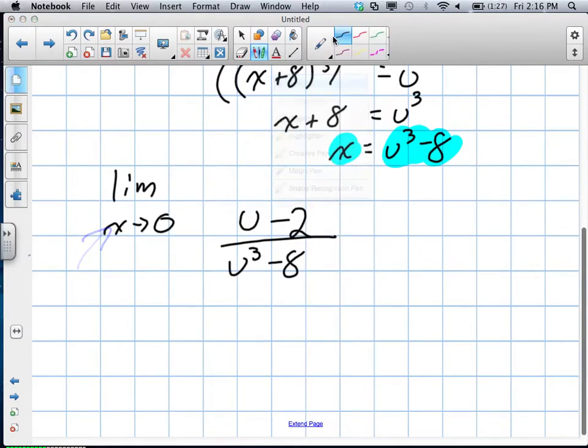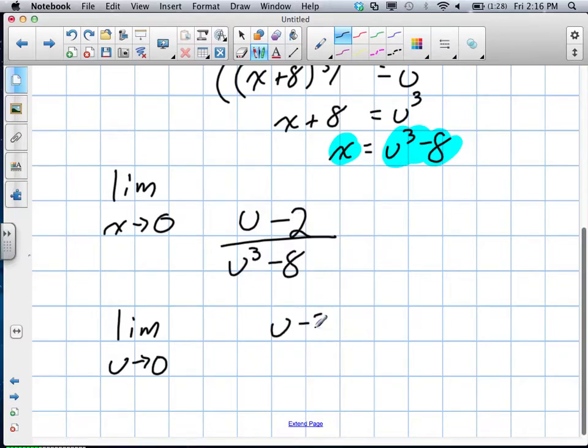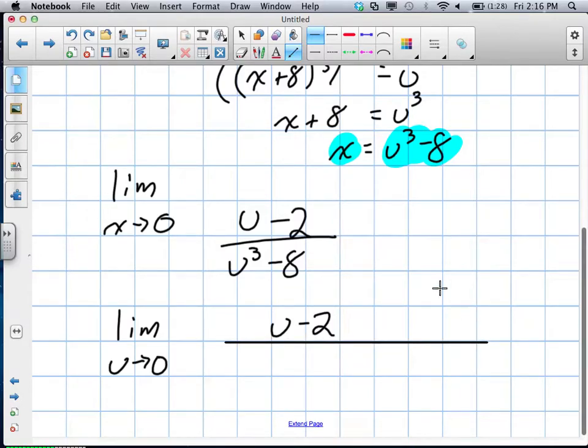So this limit now becomes the limit of u as it approaches 0. And if you guys remember, looking at the bottom, we have a difference of what? Cubes. You guys remember your difference of cubes and your sum of cubes rule? Okay, I'll quickly write it on the side here.